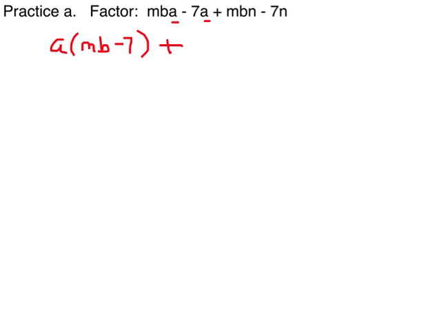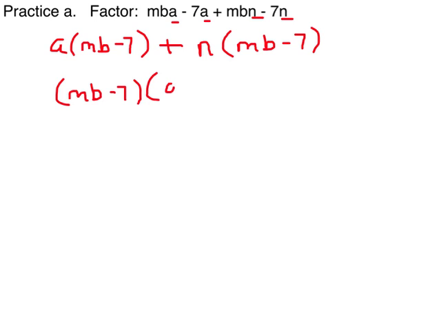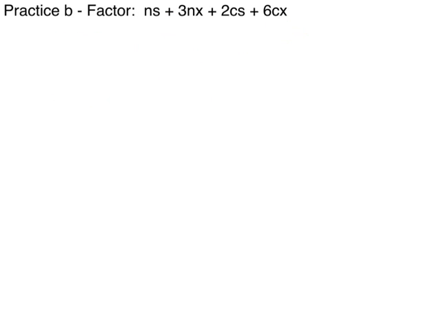plus, what do we have in common here? An n. So let's take out the n, and we're left with, again, mb minus 7. Now I'm going to take out this common factor of mb minus 7, and I'm left with a plus n. Isn't that cool? Last one.